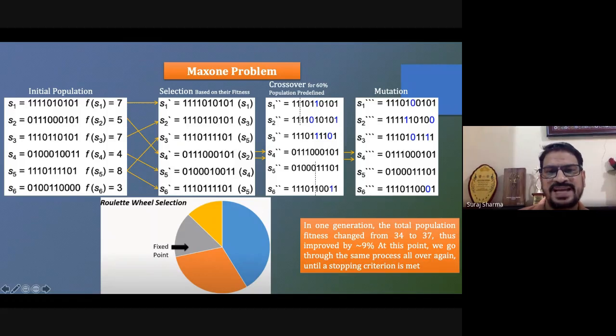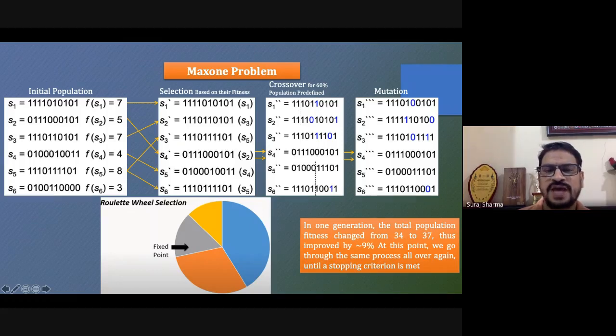Now after selecting this particular one, we'll put some new name for that chromosome. Even though we have generated the chromosome from the previous one, we have given it a new name. Now after doing that, what we do is the crossover. For the crossover here, we'll do the crossover on 60% of the population.